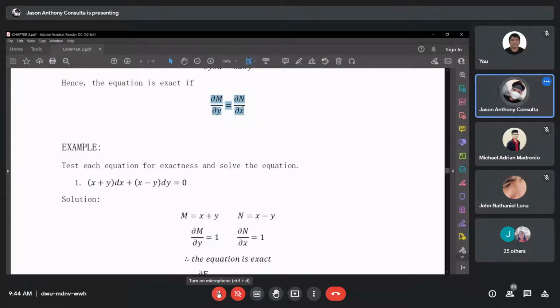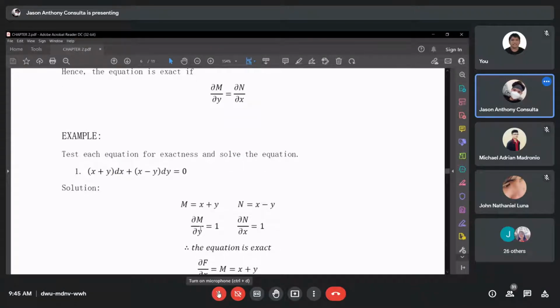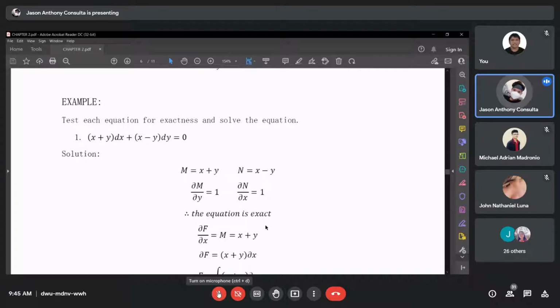Ito siya class, di ba? So, yun yung hahanapin. Tandaan, M with respect to y, and N with respect to x. So, yung sagot is both 1. Okay? So, with respect to y, treat all the other variables as constant. Then, perform the derivative. So, the equation is exact since both 1 yung sagot. Okay? So, yun yung unang gagawin.